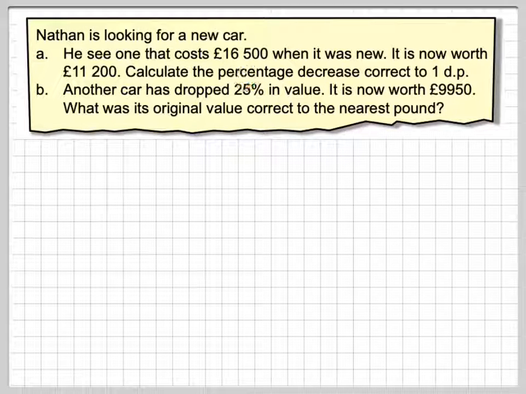Nathan is looking for a new car. He sees one that costs £16,500 when it's new. It's now worth £11,200. Calculate the percentage decrease correct to one decimal place.